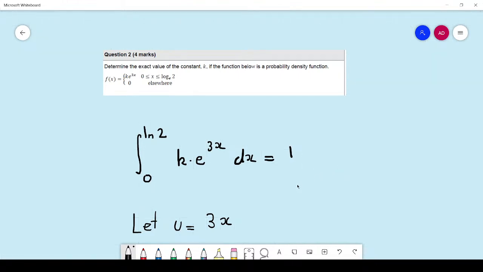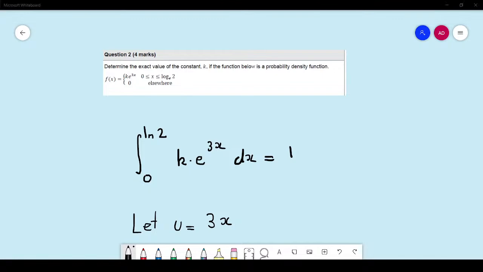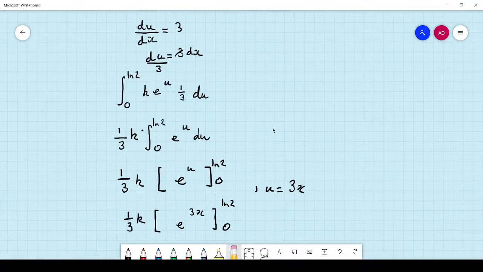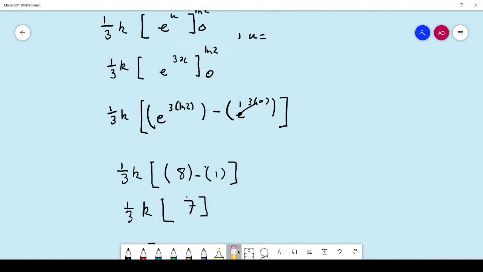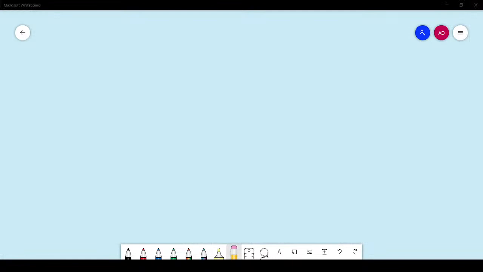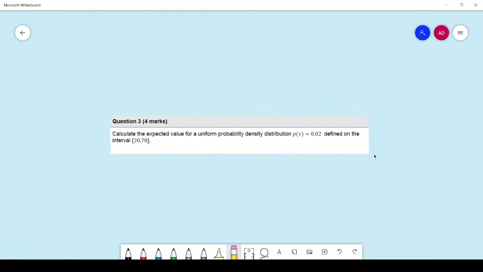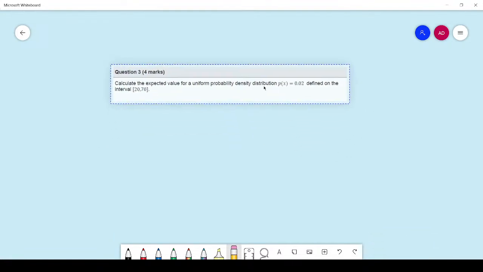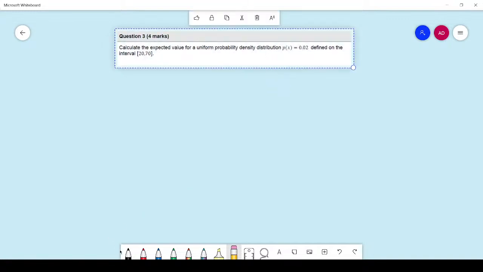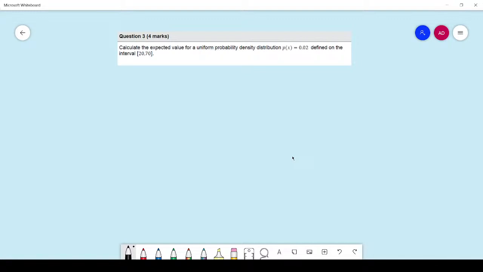Okay, so that's the first bit of maths, ignoring that first question. So I'm just going to rub this out quickly, and then we'll hop into question 3. Question 3. Alright, question 3. Calculate the expected value for a uniform probability density function p(x) equal to 0.02, defined on the interval between 20 and 70.